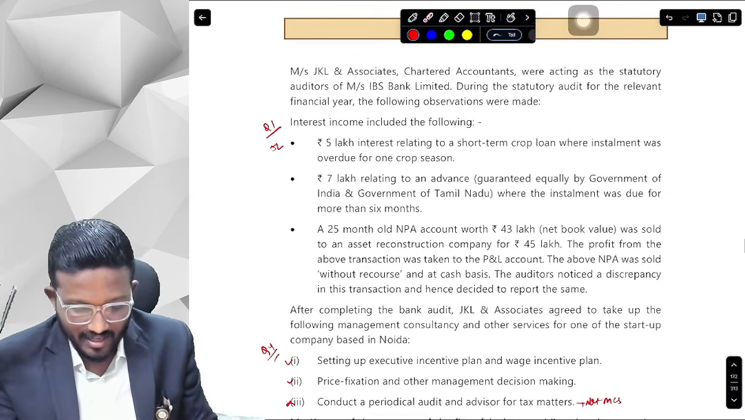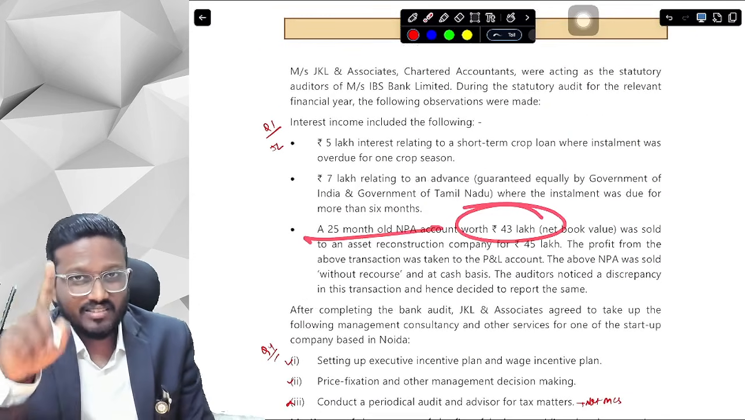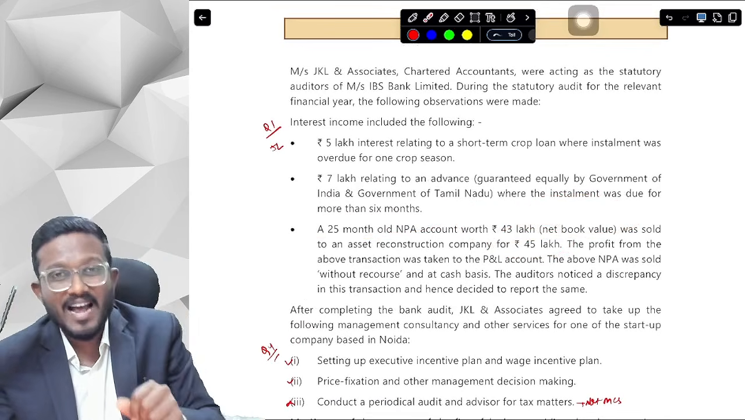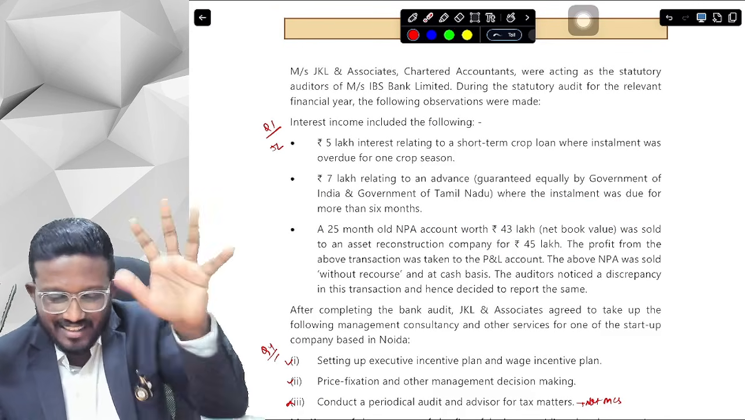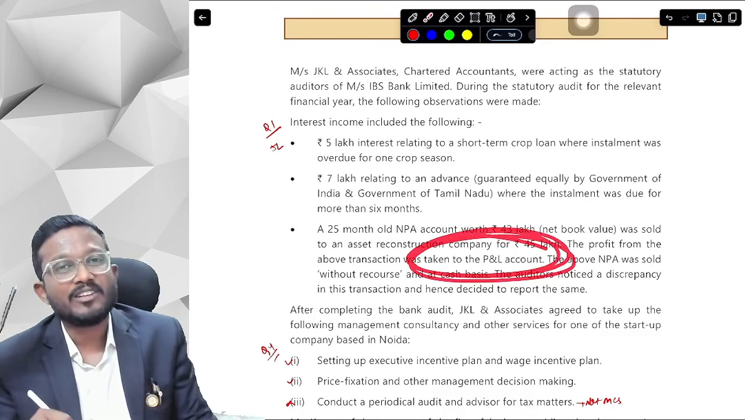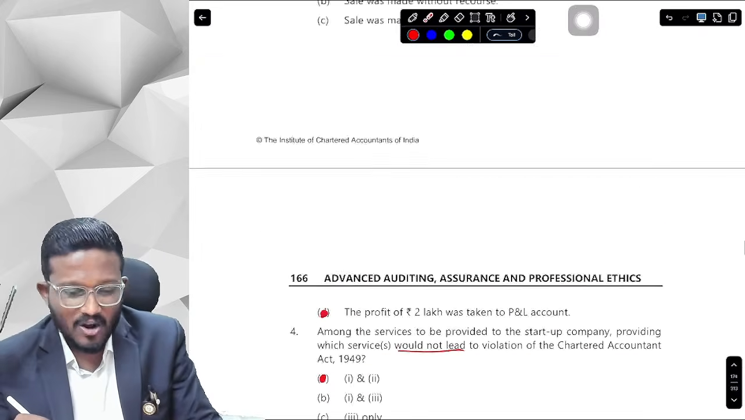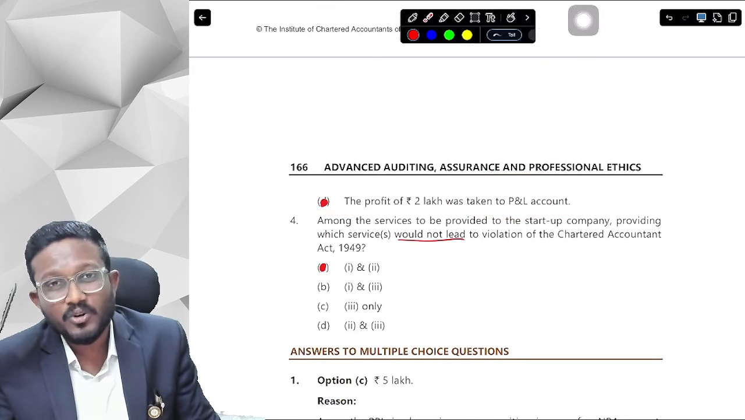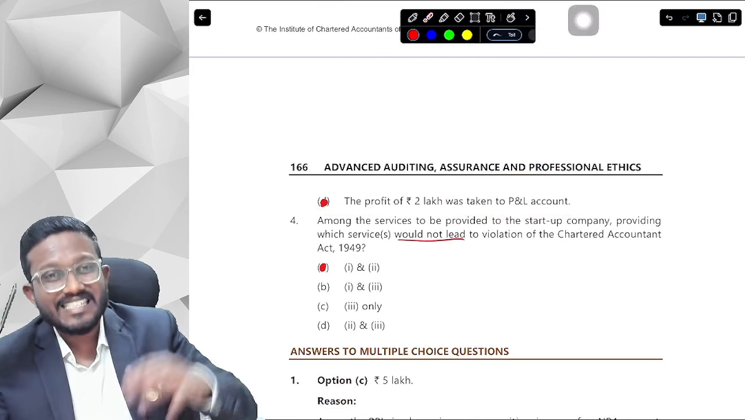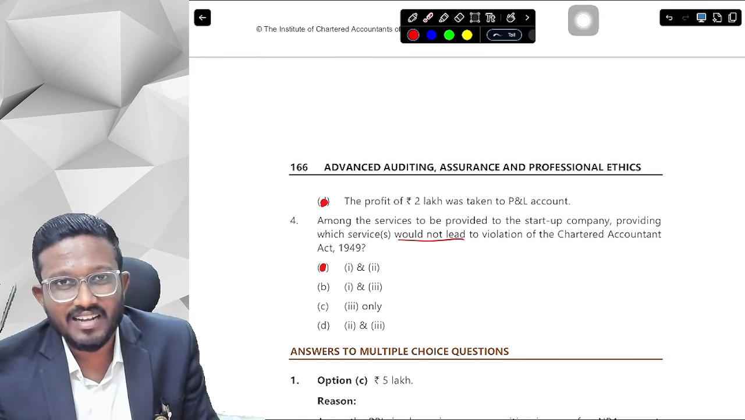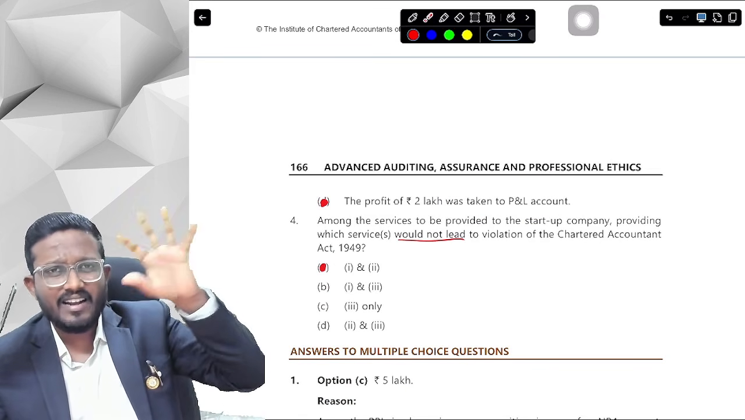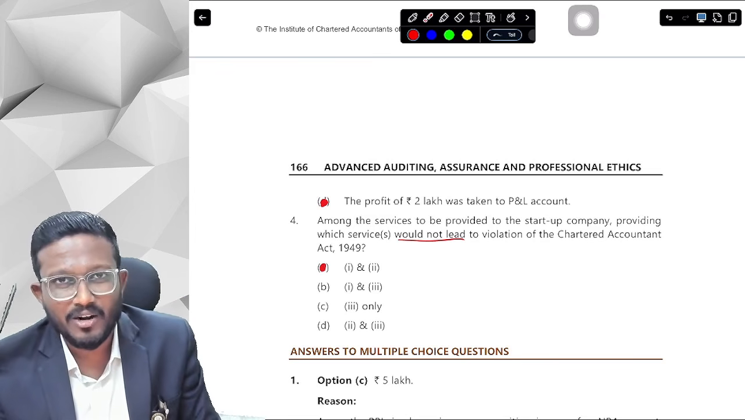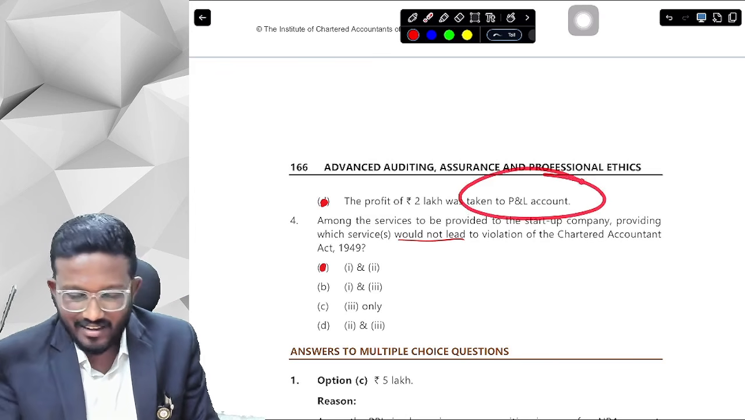Next, in NPA, the sale to an asset reconstruction company, what discrepancy might the auditor have noticed? So here there is an NPA of 43 lakh, the net book value is 43 lakh, and we have sold it for 45 lakh. So there is a profit of 2 lakh, and they have credited the profit to the profit and loss account. Should we credit the profit to the profit and loss account? No sir, we should not credit the profit and loss account. We should credit the provision for loss on sale of other assets. So when we are selling other NPAs, if there is a loss, then we can set off this particular profit against that loss. Okay, so we cannot directly credit to the P&L account.